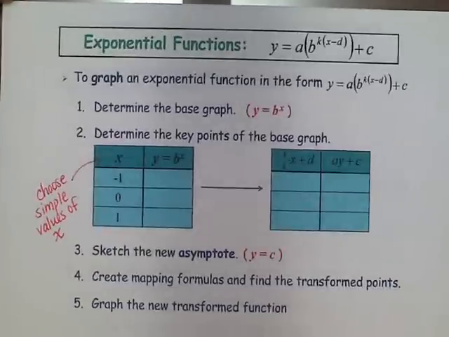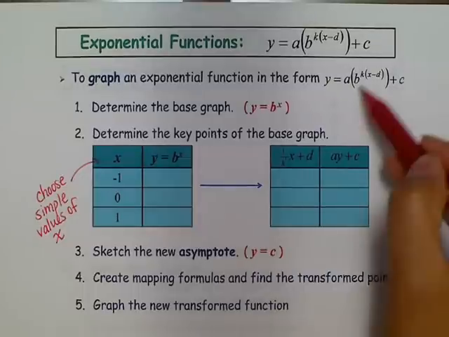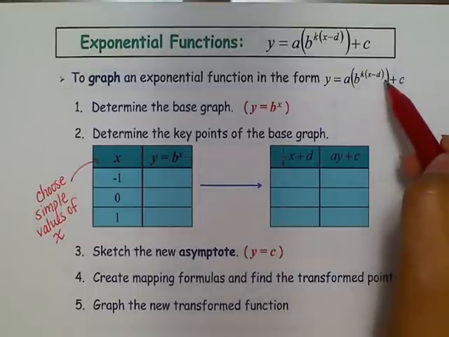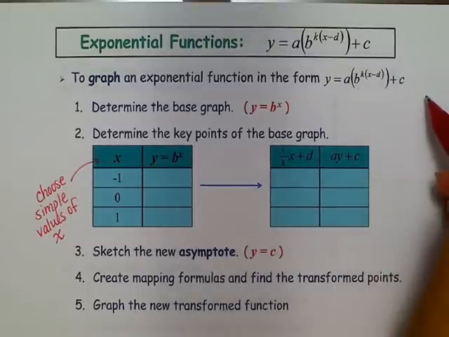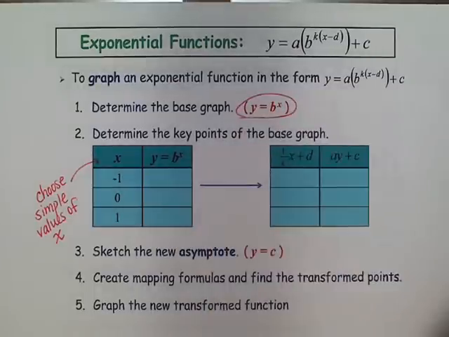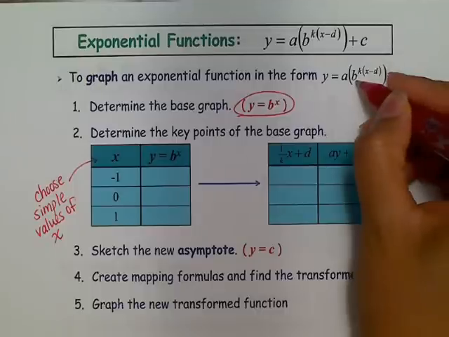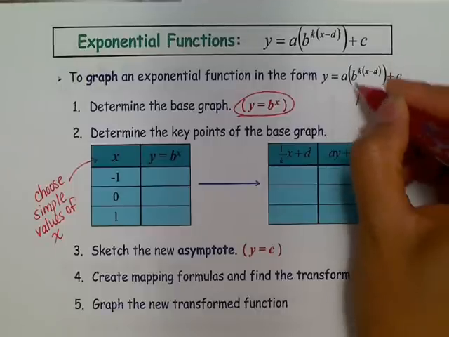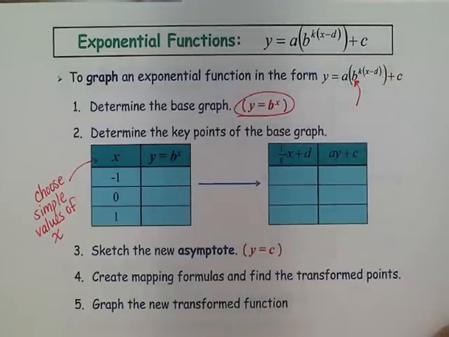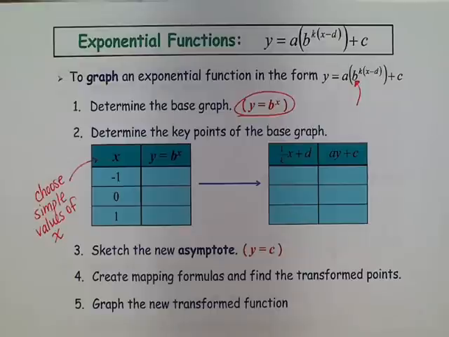Okay, so to graph an exponential function in the form y equals a times b to the exponent k x minus d plus c, the first thing we need to do is determine what the base graph is. So look at the equation and figure out what the base value is that has the exponent applied to it. That will tell you what the base function would be: y equals b to exponent x.